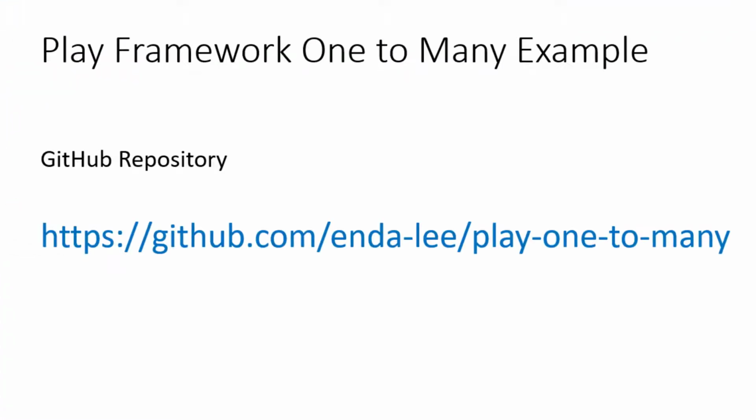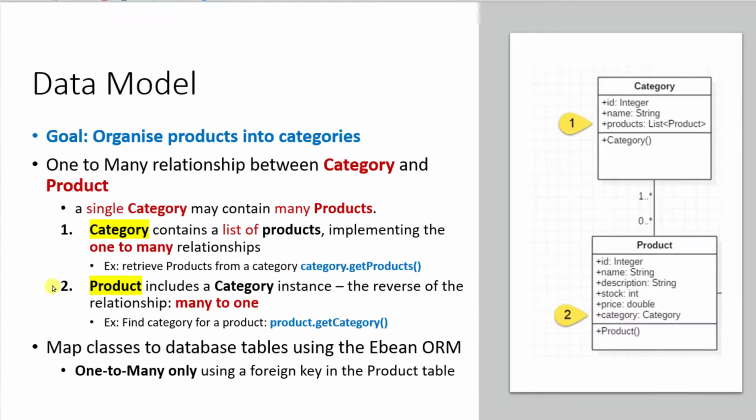Now, if we look at how the data model is organized, we have a one-to-many relationship between category and product. Category contains a list of many products. That allows us to retrieve products from the category by calling, if you have a category instance called category, category.getProducts, and that will retrieve a list of products for that category. So for example, furniture, you could call furniture.getProducts, and it will return all the furniture from your database, or any other category the same way.